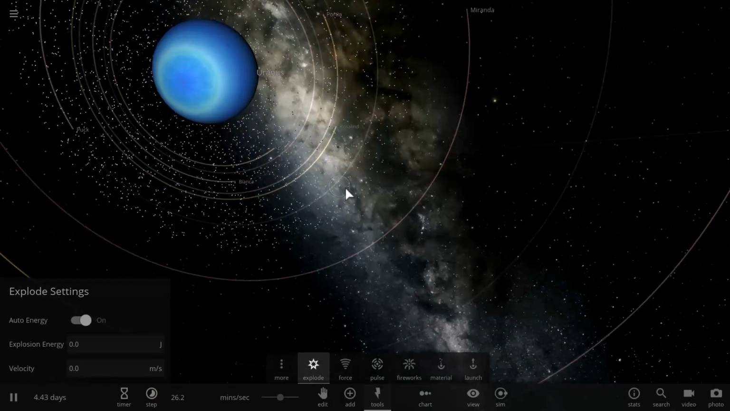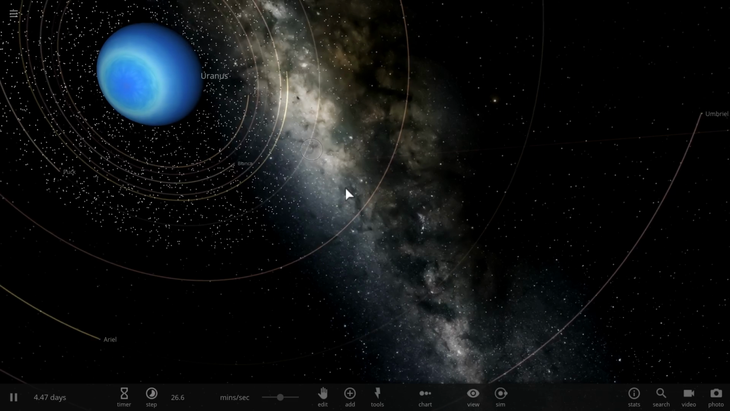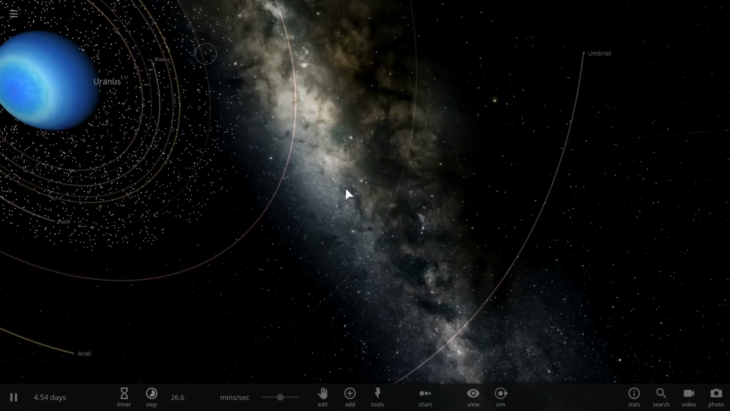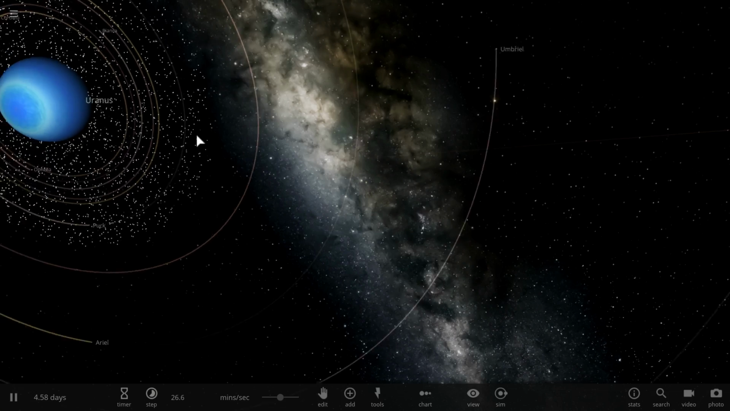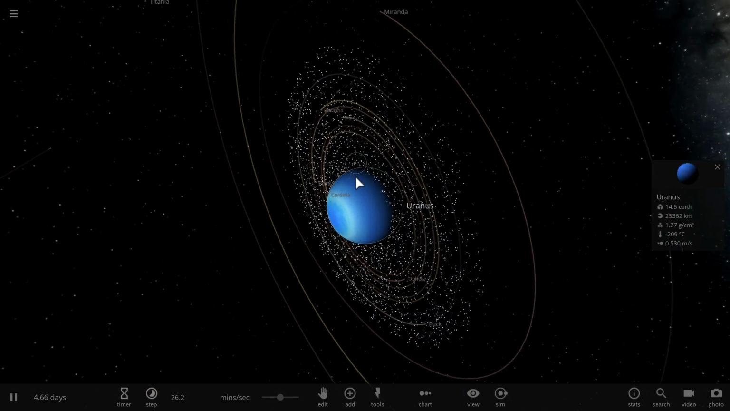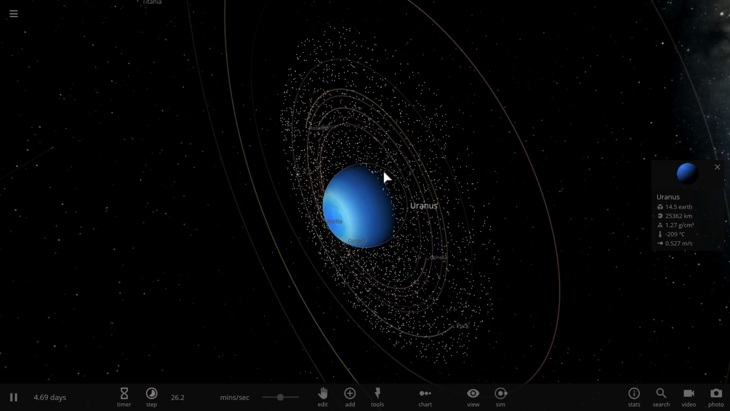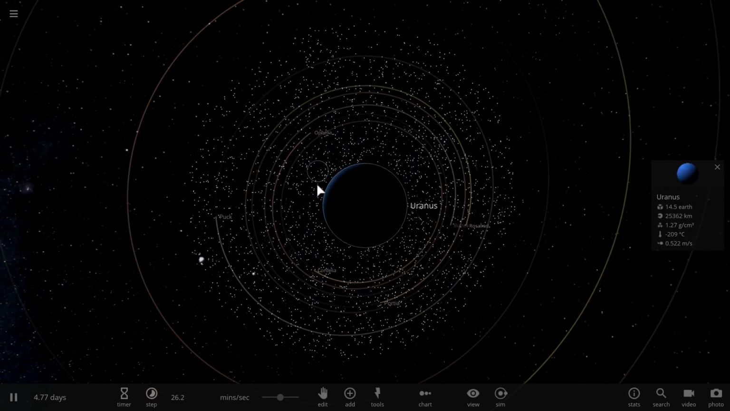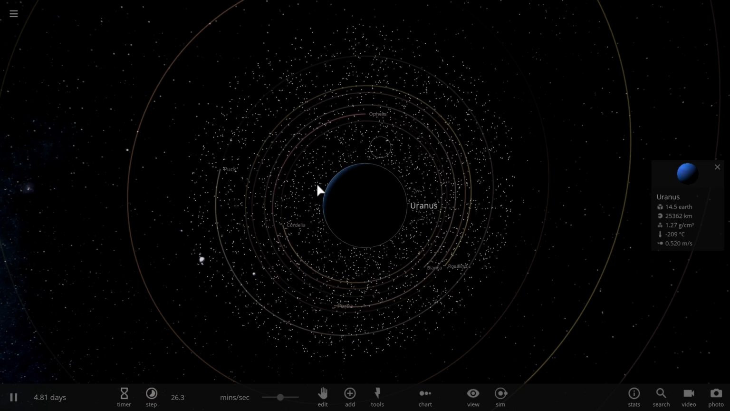Now, all of this will not happen anytime soon, of course. This will probably occur sometime in the next million or a few million years, possibly even 100 million years. But by then, the solar system will have changed very little. So Uranus will actually become the slightly more ringed planet compared to what it is now.